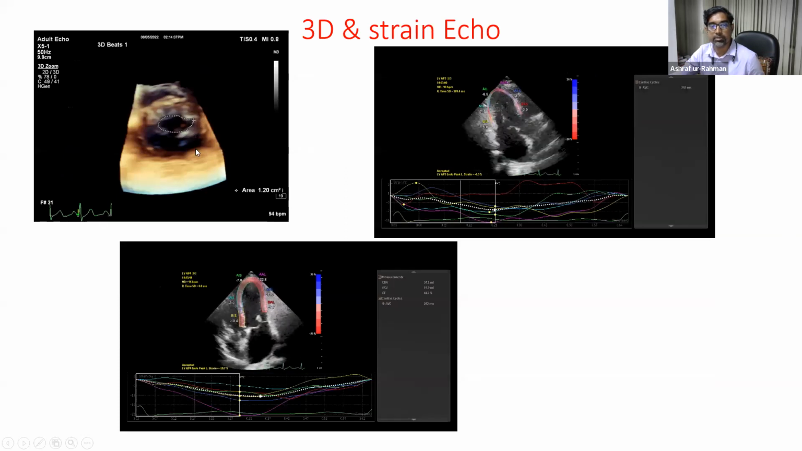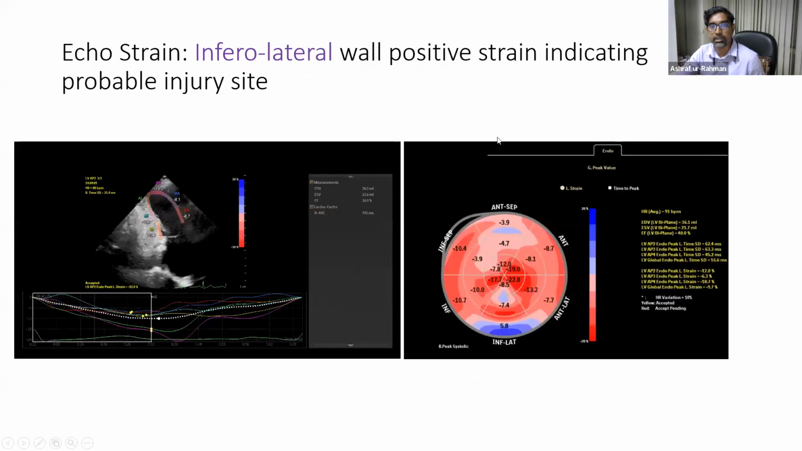We did a 3D echo of the patient to find out what might be the cause of this pericardial tamponade. You can see the valve area is improved, and 3D strain echo shows some inferolateral wall positive strain, indicating the possible site of injury. So during the difficulty we faced entering the LV, the inner balloon might have hit the LV wall and caused some perforation, which must have been auto-sealed by the autotransfusion we did in the cath lab.